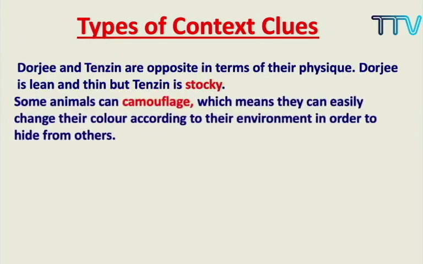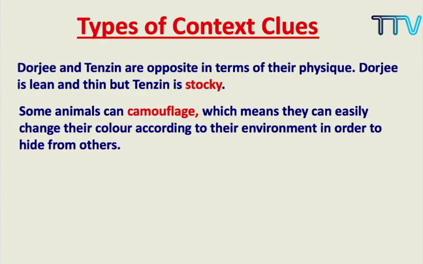Second one: some animals can camouflage. If you are familiar with the word camouflage, well and good, which means they can easily change their color according to their environment in order to hide from others. Suppose you don't know the meaning of camouflage, but you know context clue. I'm sure the writer has used some context clue here. Now let me see what type of context clue he or she has used. Some animals can camouflage, which means... okay, so the definition is there.